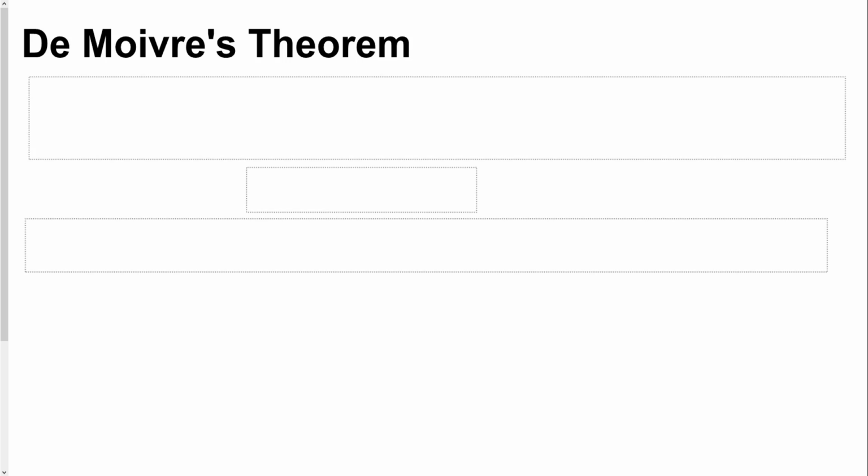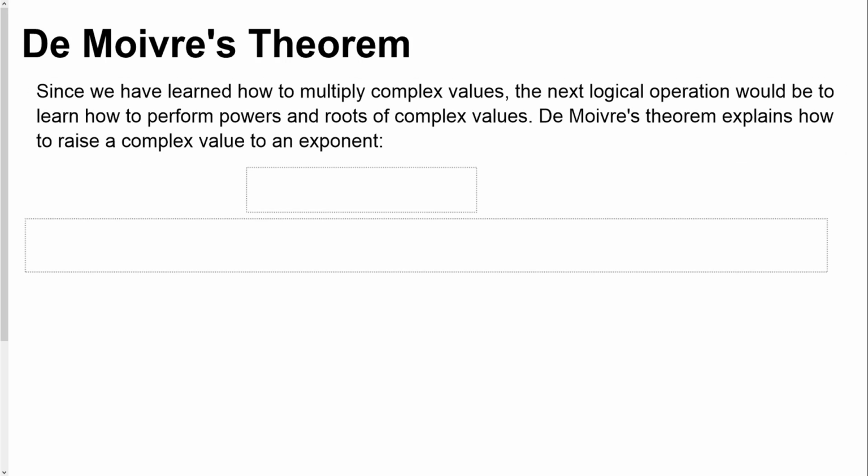This lesson will cover de Moivre's theorem. Since we have learned how to multiply complex values, the next logical operation would be to learn how to perform powers and roots of complex values. De Moivre's theorem explains how to raise a complex value to an exponent.